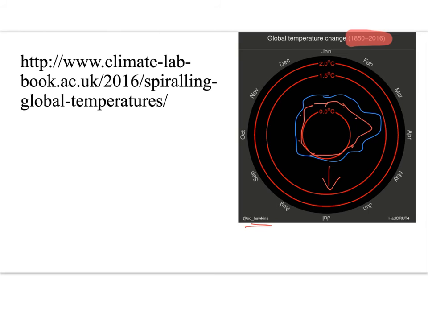Now these temperatures here, 1.5, 2 degrees Celsius, they might not sound very significant, but this is across the whole world. The average temperature across the whole world increasing by 1.5 to 2 degrees. Okay, that's a really, really significant change to occur globally.